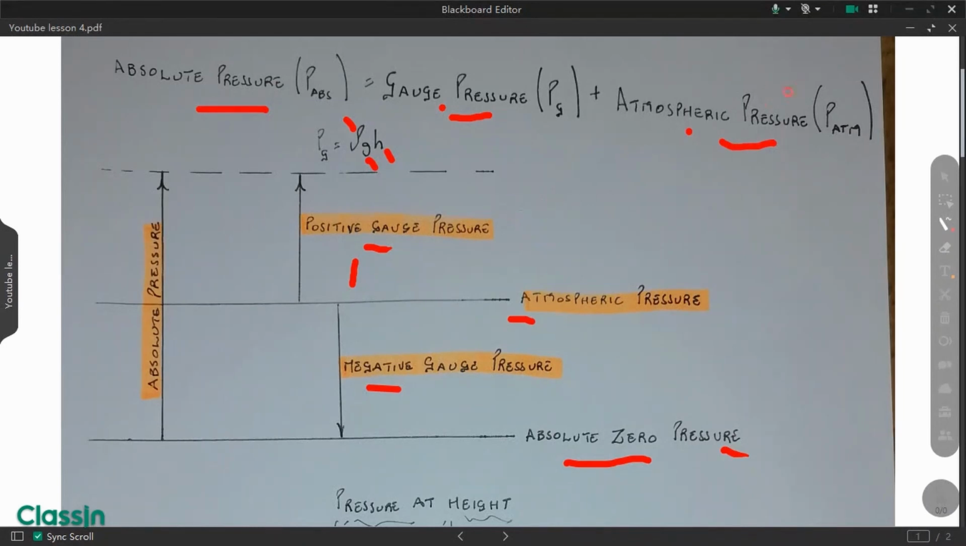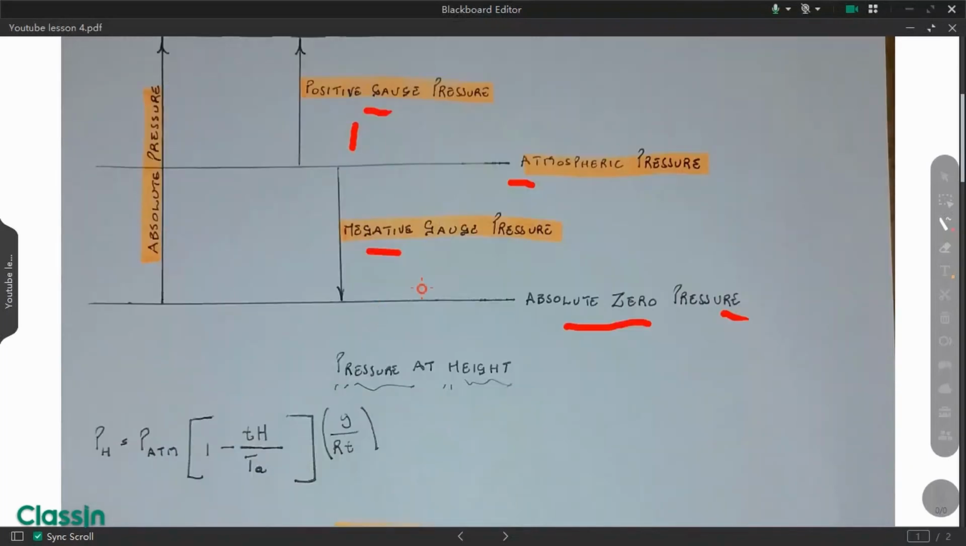Remember, the atmospheric pressure at sea level is 101,325 pascals. If we want to calculate pressure at a certain altitude or height, we have P at that altitude equal to the atmospheric pressure, times bracket 1 minus T, where T is the temperature change per meter, multiplied by that altitude, divided by TA. TA is the absolute temperature at sea level, right? And then raised to the power g, where g is the gravitational acceleration.